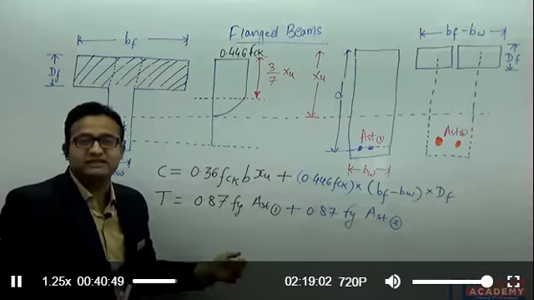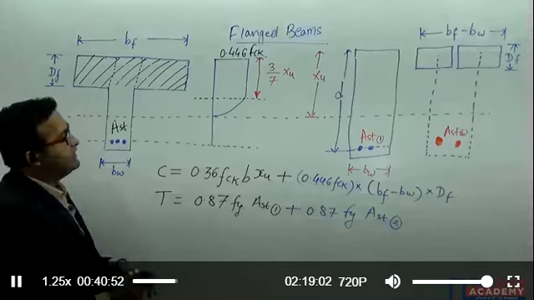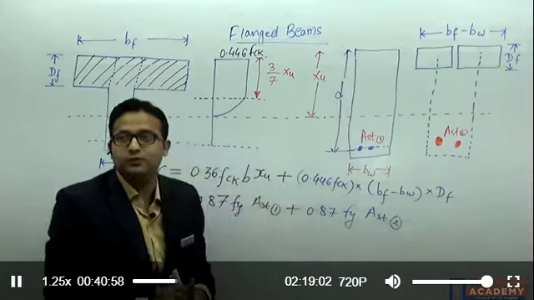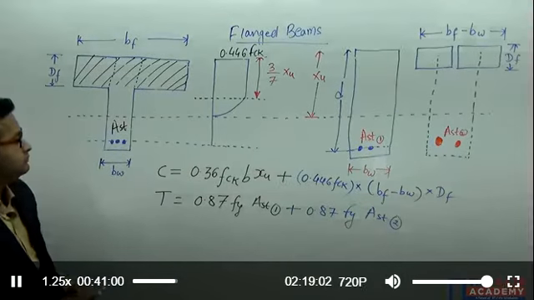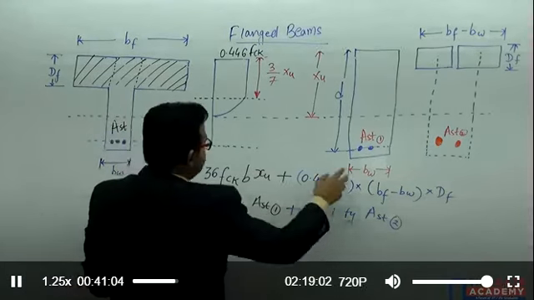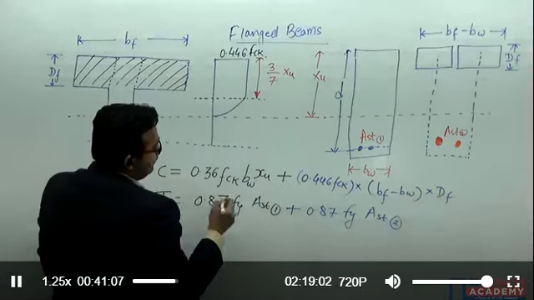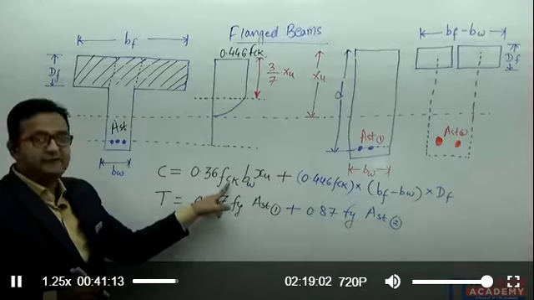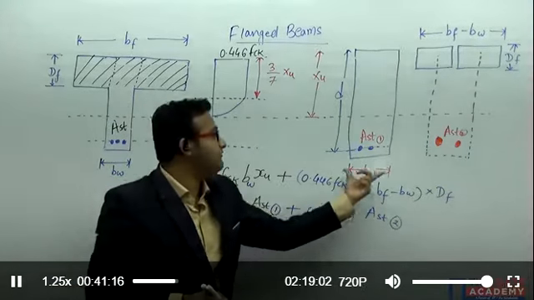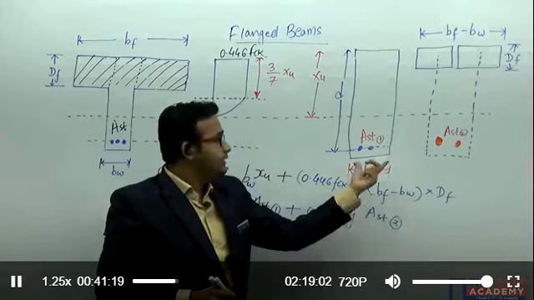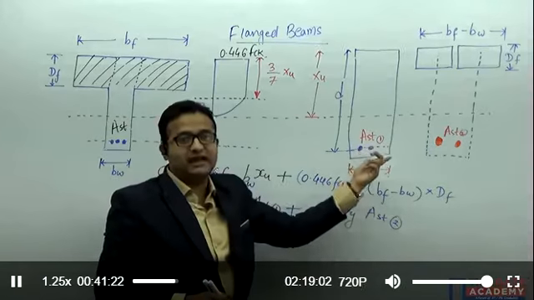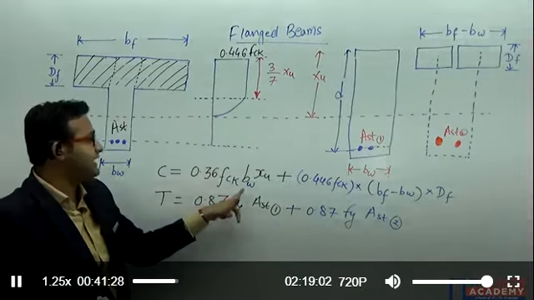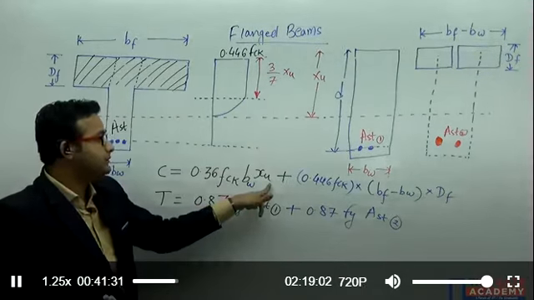I want to calculate the moment of resistance. In the compression zone, for this particular case, your lever arm will be the same, D minus 0.42 XU. In the compression zone, in the web, definitely I will be using the width of web. This is 0.36 FCK BW into XU, because I am using the width of beam as BW here. Suppose I am analyzing it as a singly reinforced beam, the width available is the width of web, so the total compressive force will be 0.36 FCK BW into XU. Right?